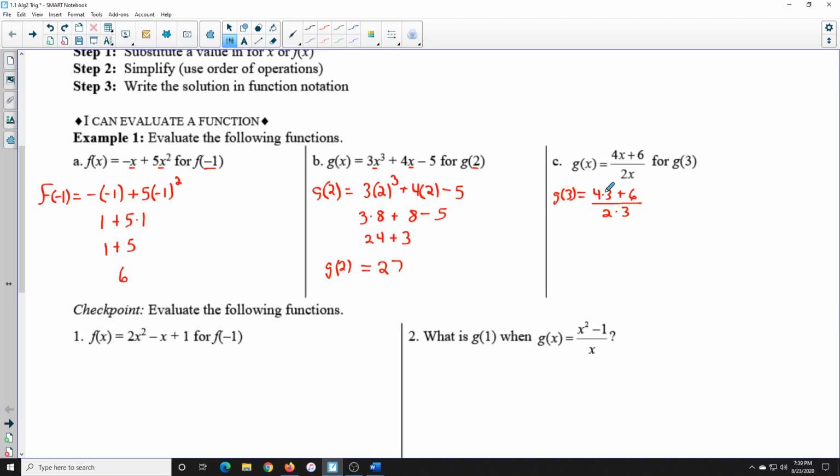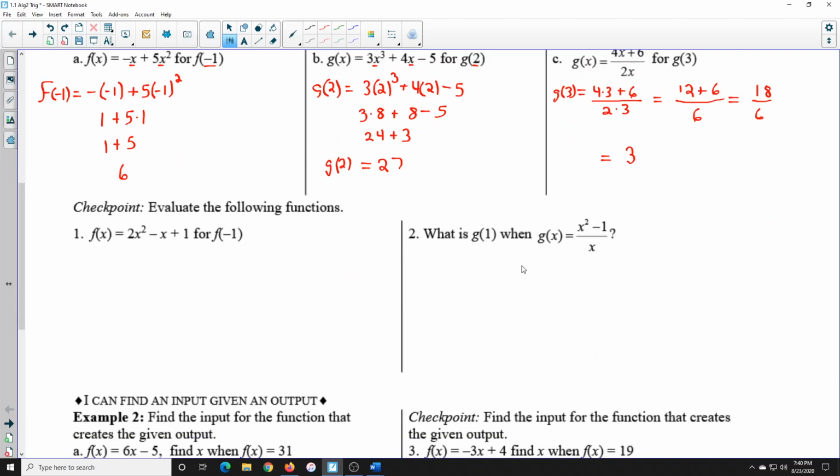So we're going to do the multiplication first. So 4 times 3. So it's 12. It's equal, and then plus 6 all over 6. So 2 times 3 is 6. And now we have to add up here first. So we're going to get 18 divided by 6, which the final answer would be 3. So that's the final answer there. So g of 3 equals 3.